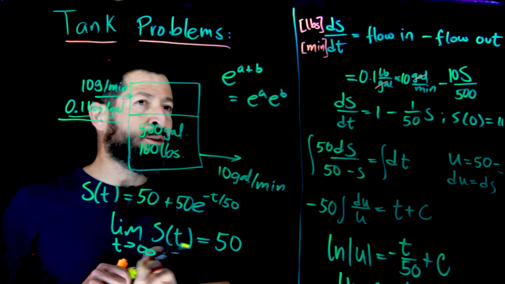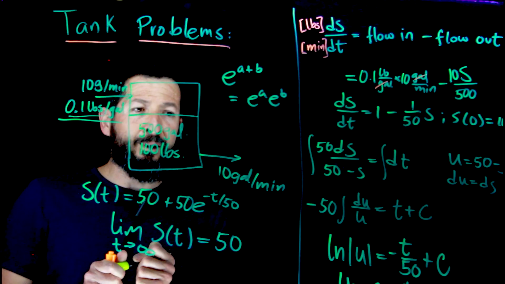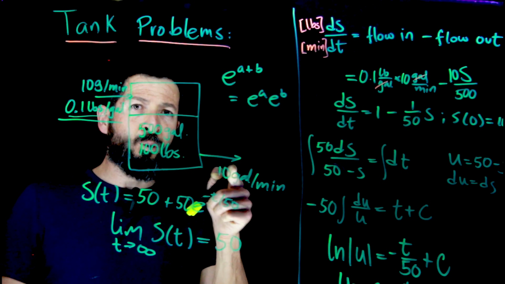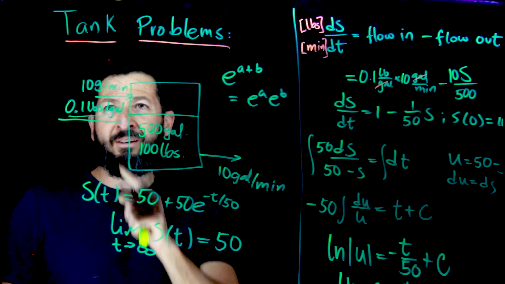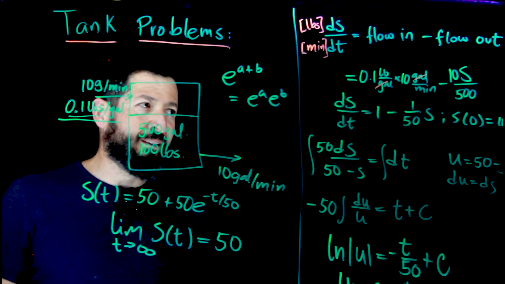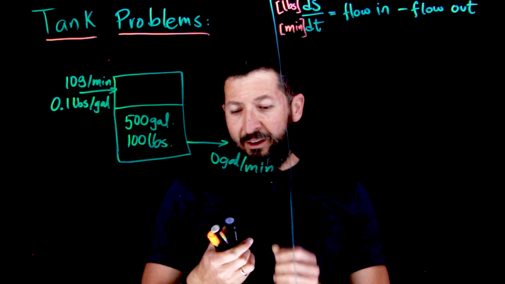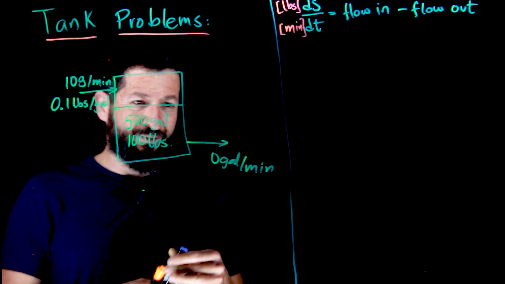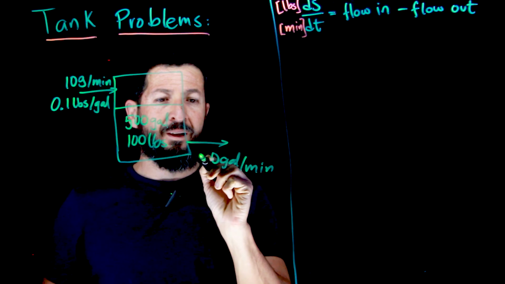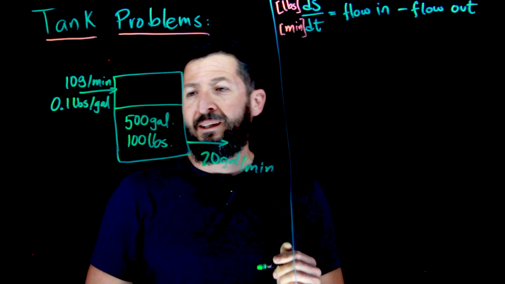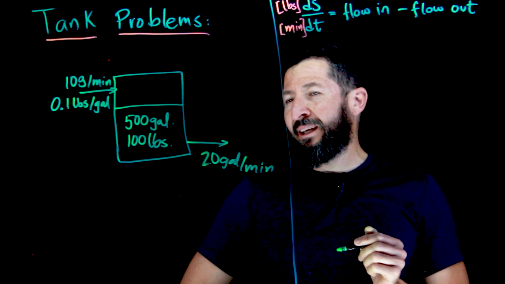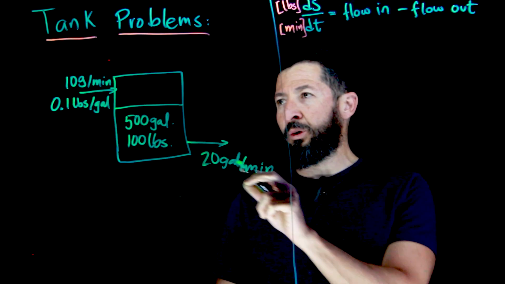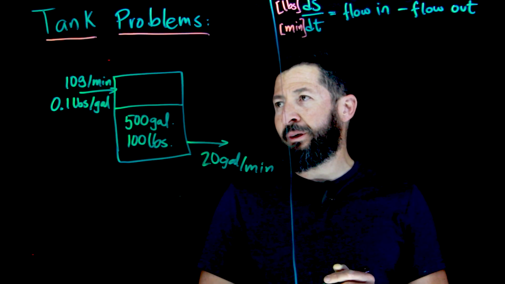All right, so I'm going to do one now where I change the flow. I'm going to make it 20 gallons going out instead of 10. And we'll see how that changes everything. So for part 2 of this video, we're going to consider the case when the tank is actually emptying out. So we're getting more volume out than we're getting in.